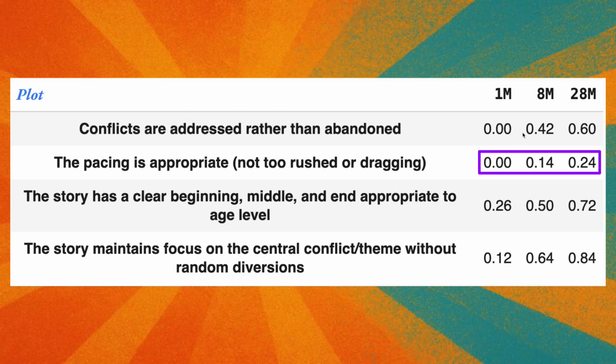Conflicts are addressed. We go from 0% to 42%. So the smallest model just abandoned conflicts that were in the premise and the prompt. And the other big jump is the focusing on the central theme. So the smallest to medium model had almost a 3x jump. And then there was still a considerable 30% jump from the medium to large model.